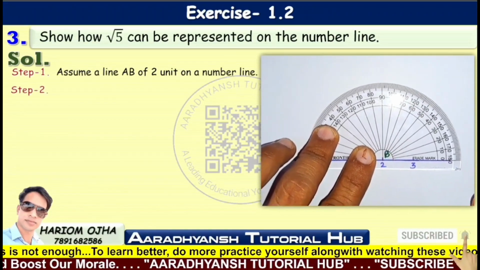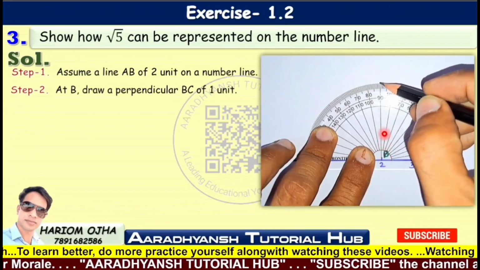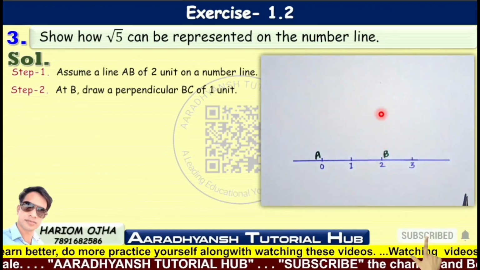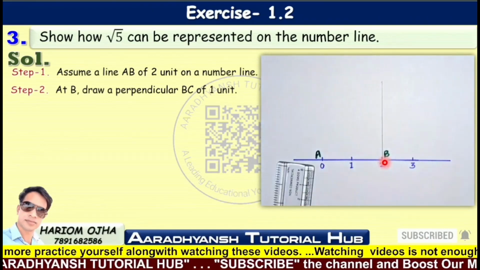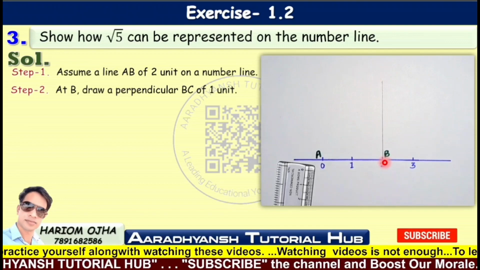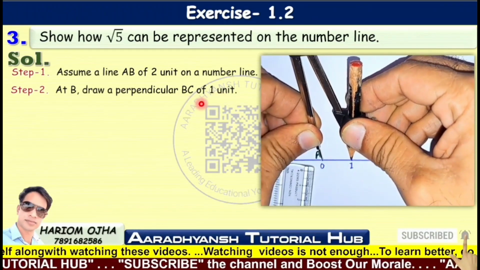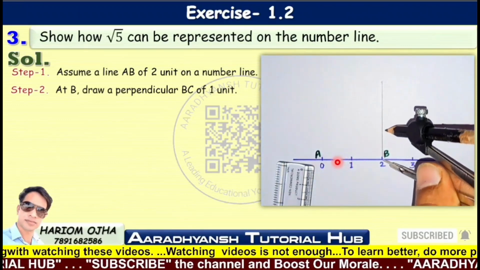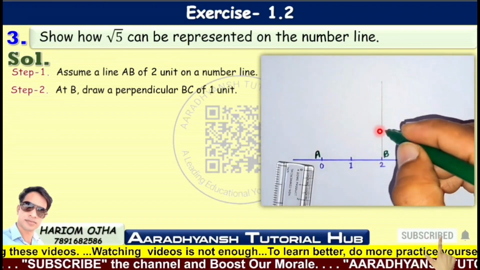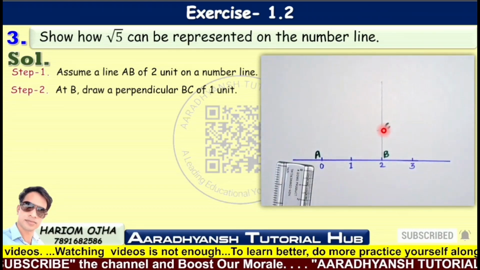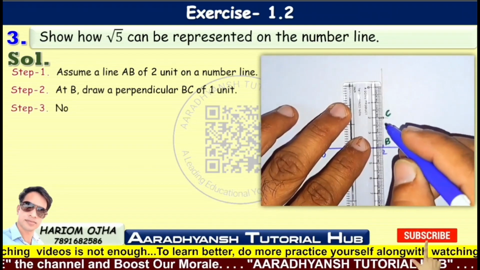Now draw a perpendicular at B. Here using this protractor we are going to draw a perpendicular, and after that we will cut a line segment BC of 1 unit. So we are measuring 1 unit and then cut this arc on this perpendicular and we will get point C here. Okay students, now join AC in the next step.